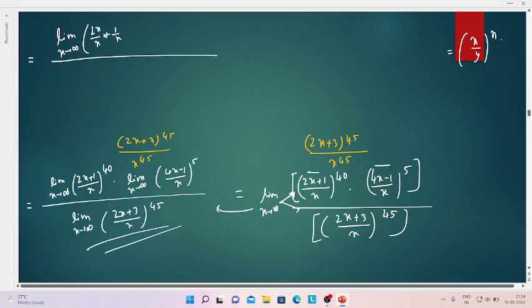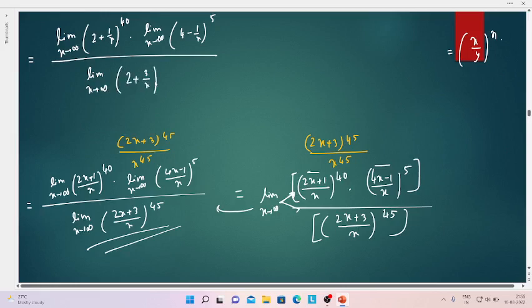So that can also be written as 2 plus 1 upon x, which is to the power 40, times limit x tending to infinity 4 minus 1 upon x, because those x will be cancelled out, right? This x will be cancelled out, so that will become 4 minus 1 upon x to the power 5. And the denominator part will become limit x tending to infinity 2 plus 3 upon x to the power 45, right?